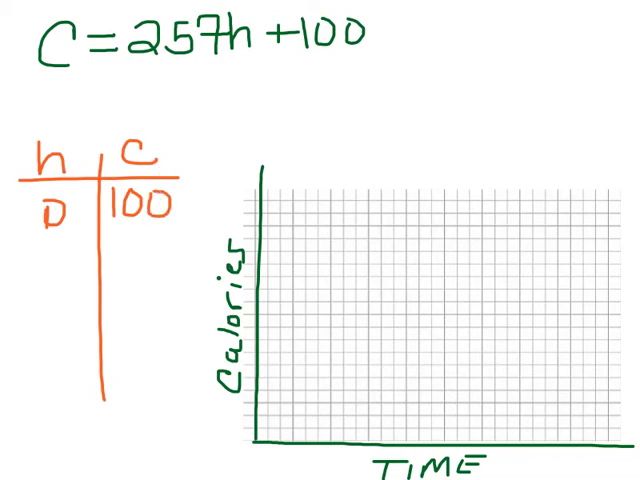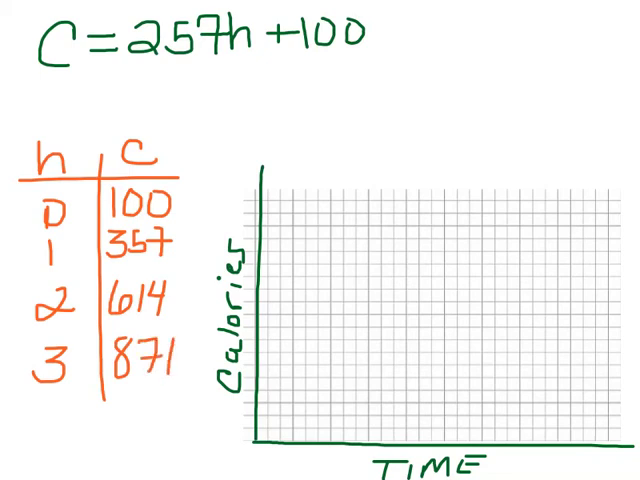If she walks an hour in addition to that, then she burns 357 calories. If she walks 2 hours in addition to that, she burns 614 calories. And if she walks 3 hours in addition to that, she burns 871 calories. So now we're going to graph her calories burned.